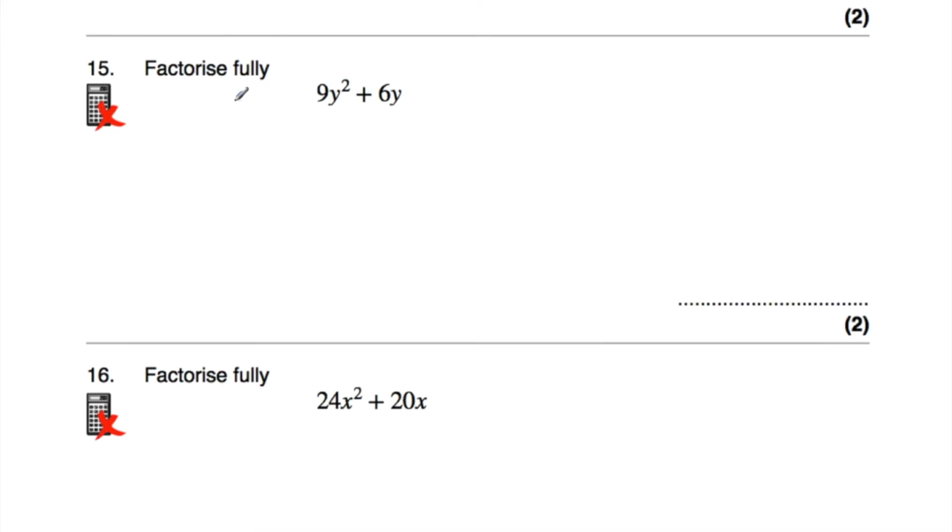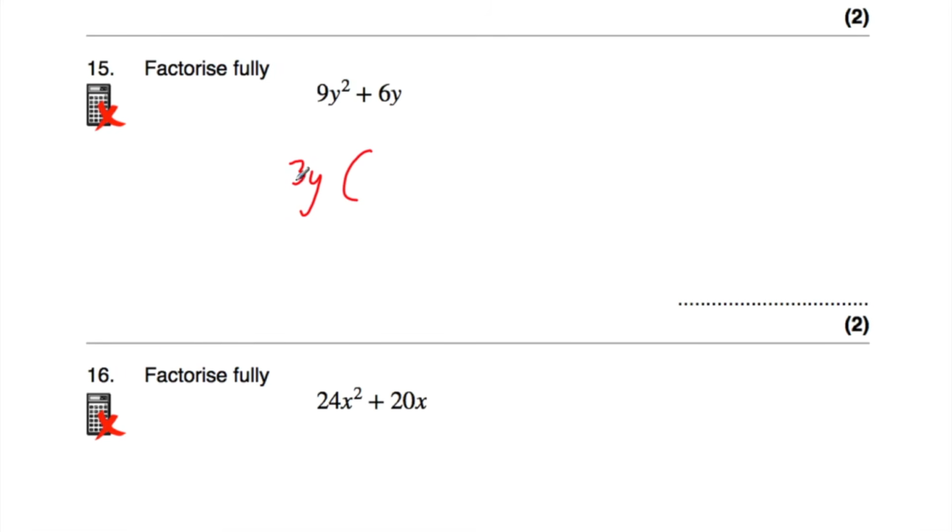Our next question, we've been asked to factorise fully 9y squared plus 6y. So both of these terms are divisible by 3, because 9 and 6, we can divide both of those by 3. And we've got y squared and y, so we can take a y out as well. So let's take 3y outside and then open up our brackets and then divide both of the terms by 3y to see what goes inside the brackets.